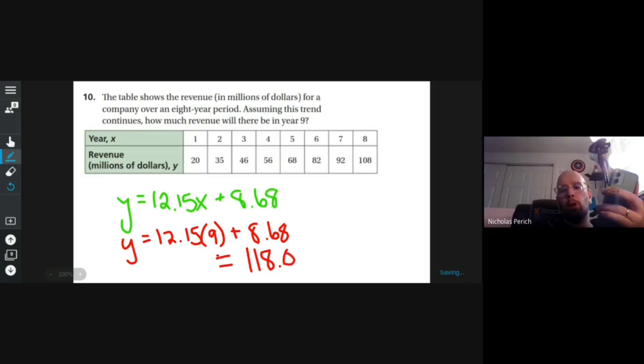Now, the tricky part about this problem is our answer is in millions of dollars. So I have to throw a dollar sign in front of it and say million. Yeah, if a company only made $118 after 9 years, they should probably stop being a company.